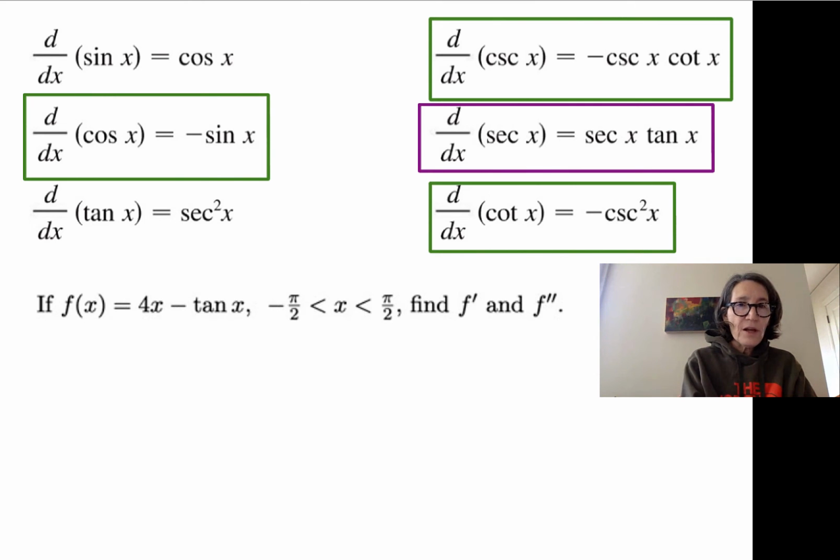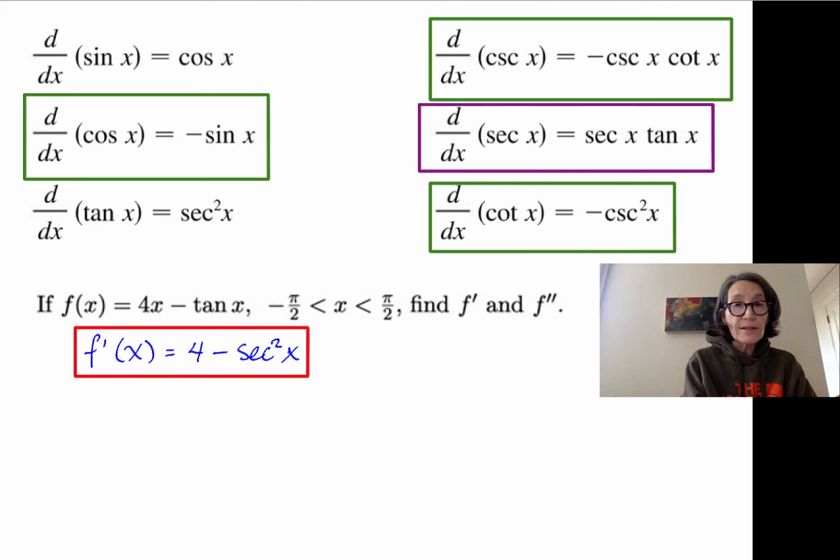The first derivative, f prime, we're going to differentiate f of x term by term. So the derivative of 4x is just 4. Now the derivative of tangent of x we just saw is secant squared of x. So that's the first derivative.